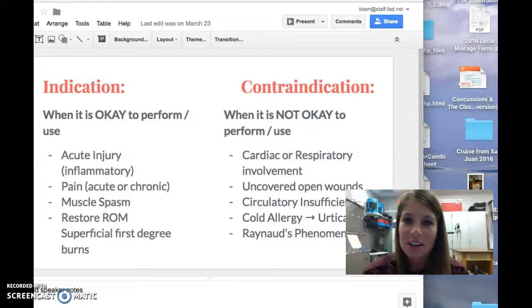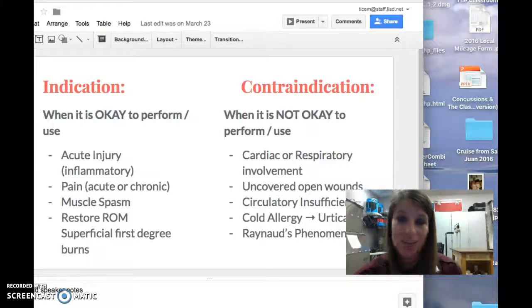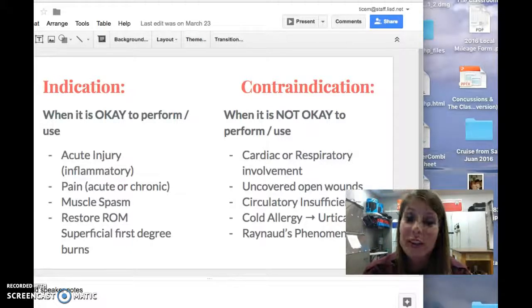So our next category is going to be indications and contraindications. Now, I know we haven't talked about these terms yet, but an indication is when it is okay to do something. Contraindication is when it's not okay to do something. So, for our examples here, indication is going to be referring to when it is okay to use cold. So, it's okay to use cold if we are dealing with an acute inflammatory process. If we are in that first stage of healing.